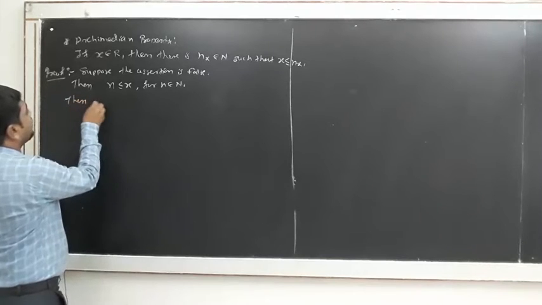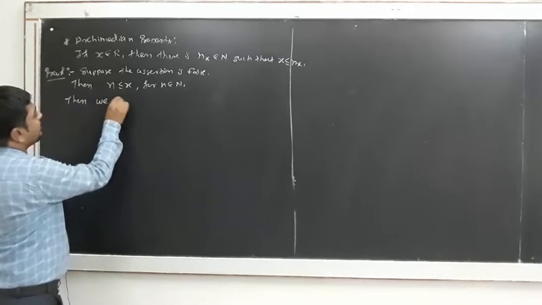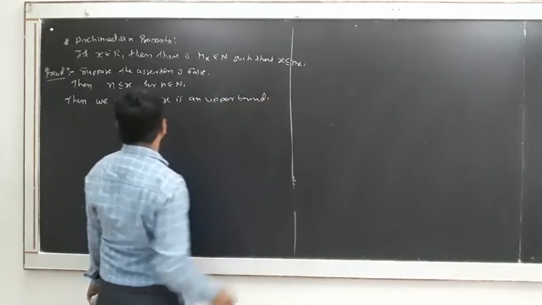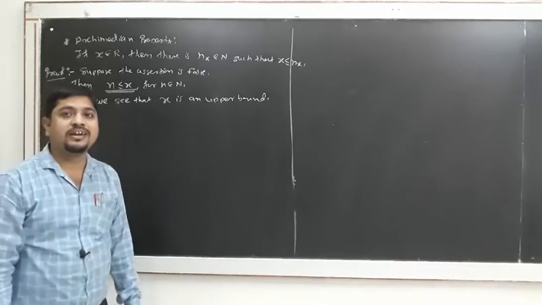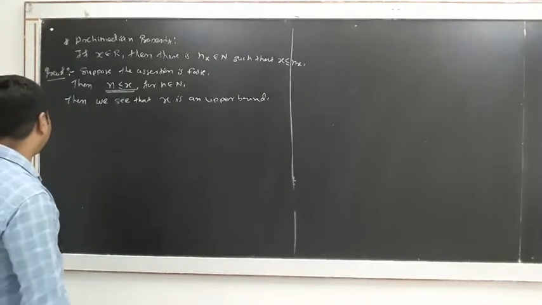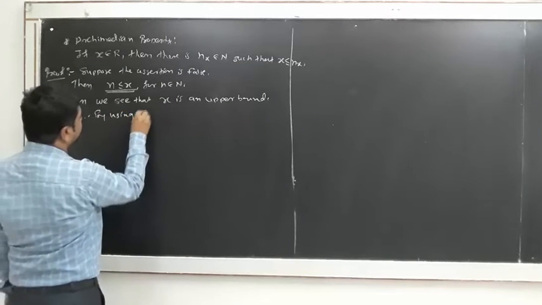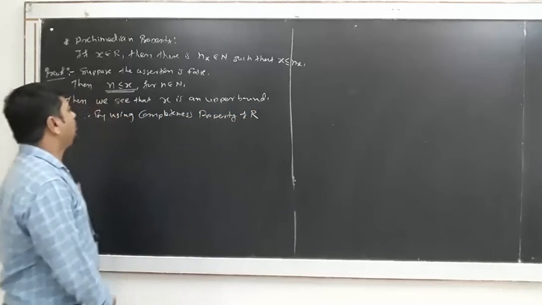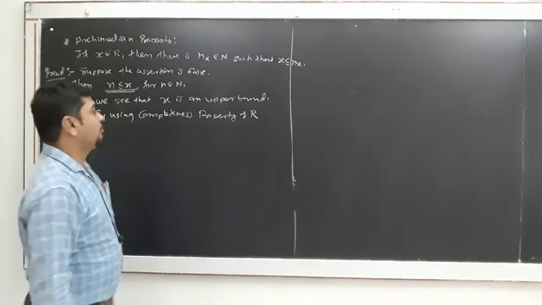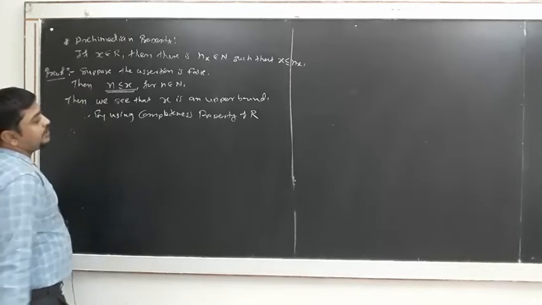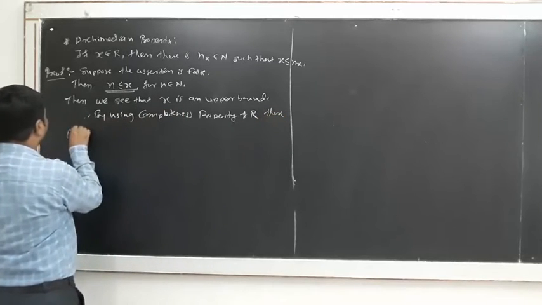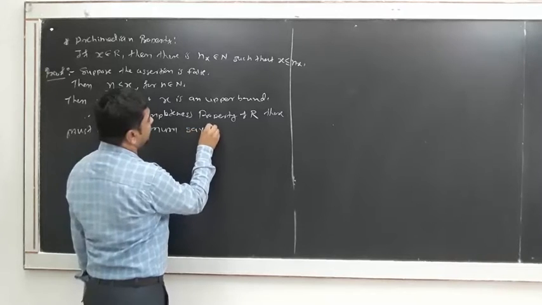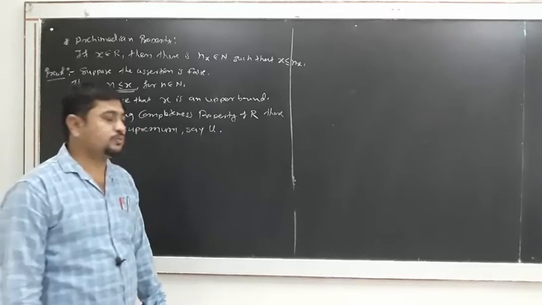Then we see that x is an upper bound. If all natural numbers are less than or equal to x, then we say that x is an upper bound. Therefore, by using the completeness property of R, what is the completeness property? If there is an upper bound, then there must be a supremum. Therefore, there must be a supremum. Suppose this supremum is U.